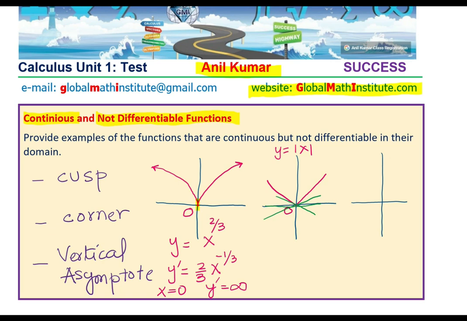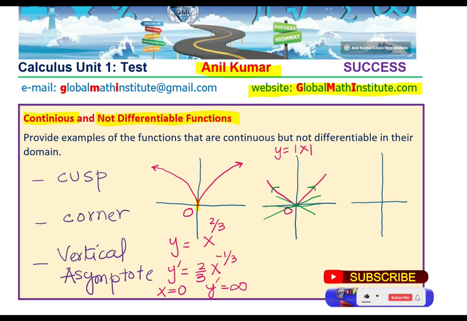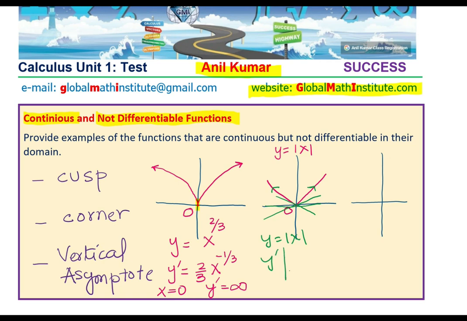If you see, the derivative from the left side is negative 1 and from the right side is positive 1. It is not the same. So that is also not differentiable. Perfect. So y equals absolute value of x is a continuous function, but y prime at x equals 0 does not exist. Make sense?